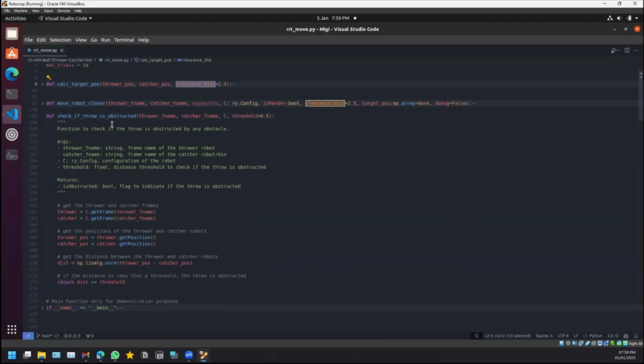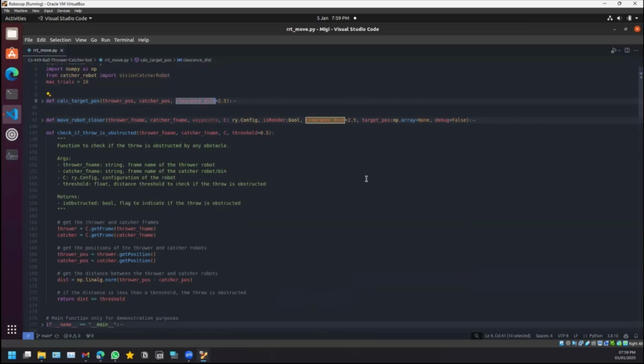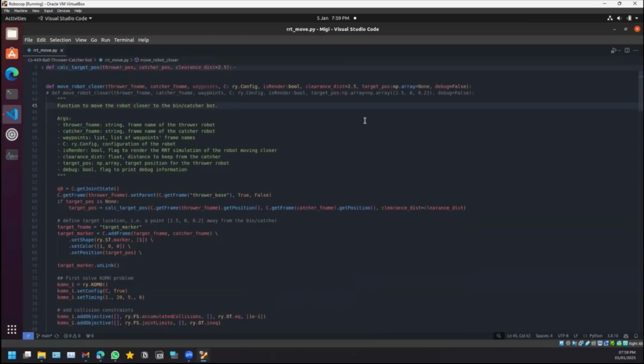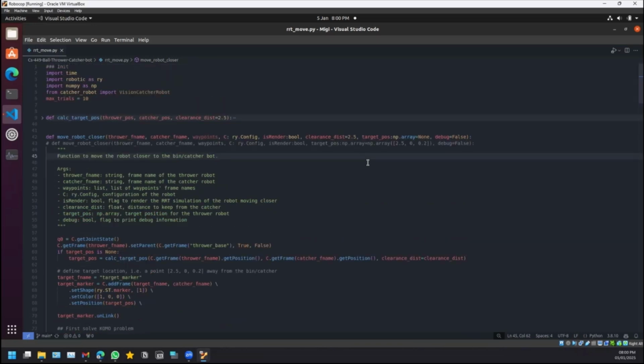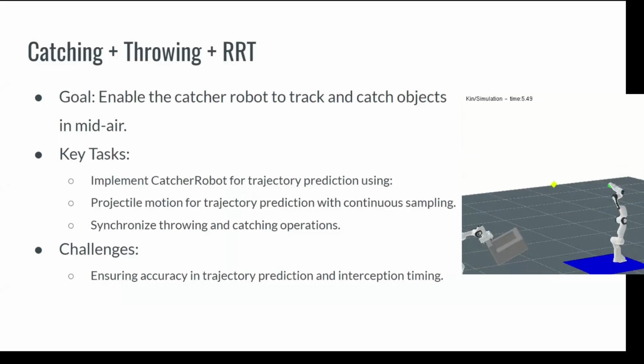This is done in the code by first checking if the robot is obstructed. This is to make sure we are in the optimal location or not. If we're not in the optimal location, there's a method that moves it closer, based on the throw radius and the maximum throw range radius. As soon as it is close enough to the catcher robot, we can calculate the throwing trajectory and make successful throws. We move on to the catching part.